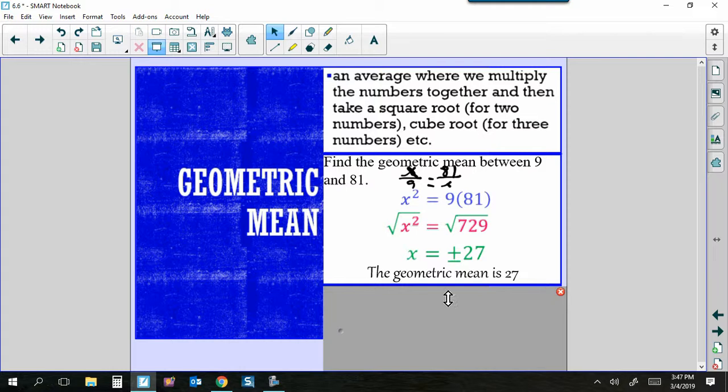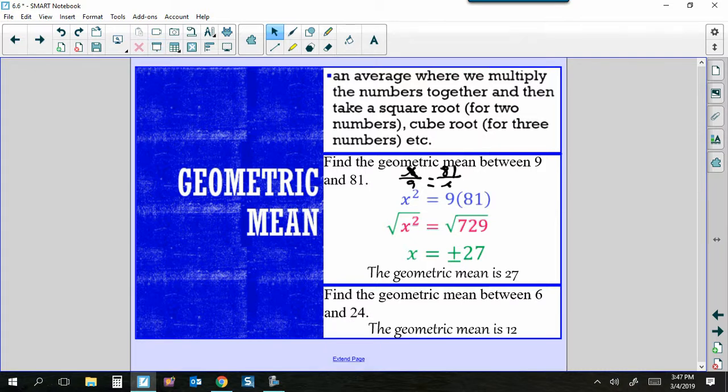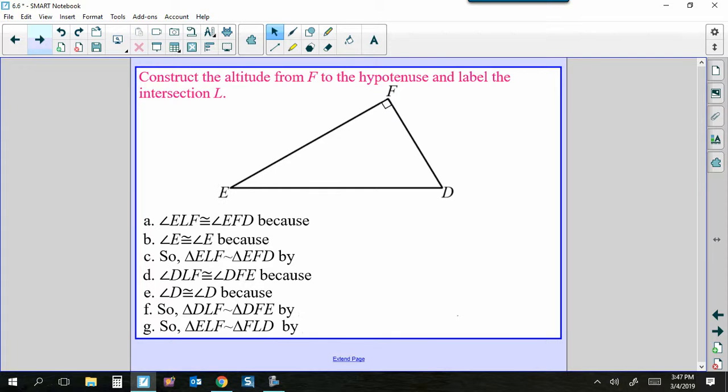So why don't you go ahead and do the next one. Find the geometric mean between 6 and 24. Hopefully you got that the geometric mean is 12. And ultimately, that is what we're doing today.